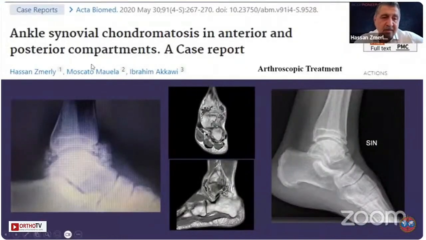Here we can see our case of synovial chondromatosis in the ankle joint, in the anterior and posterior compartment of the ankle. The treatment was an arthroscopic removal of all loose bodies and a synovectomy by anterior and posterior approach. And on the right of the picture, we can see the X-ray at 10-year follow-up. It is very important to follow and monitor the patient for a long period of time, because the recurrence and the complications can be verified after a long time.